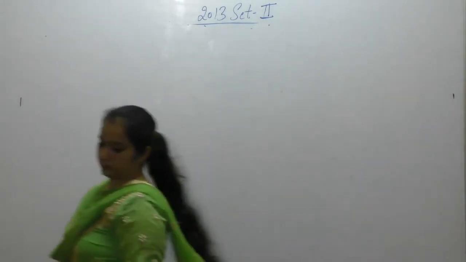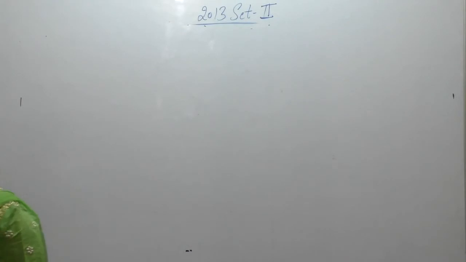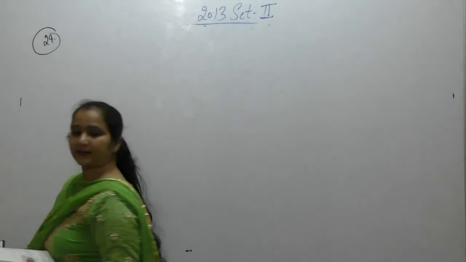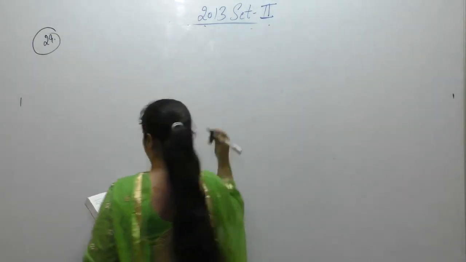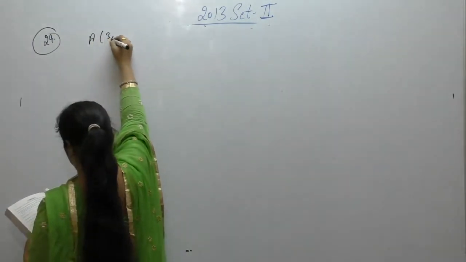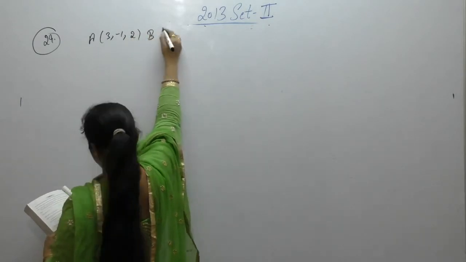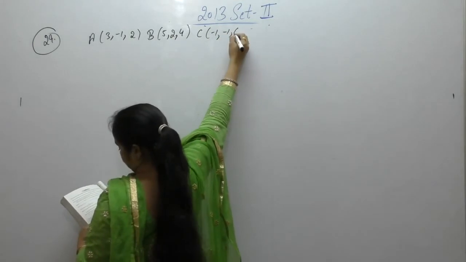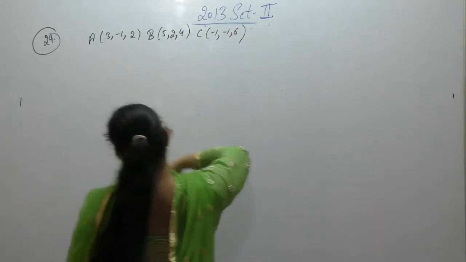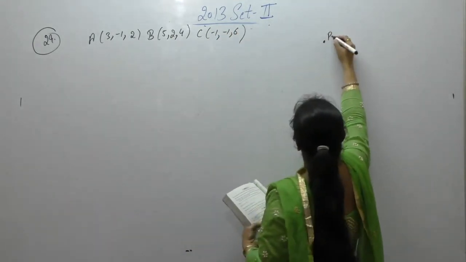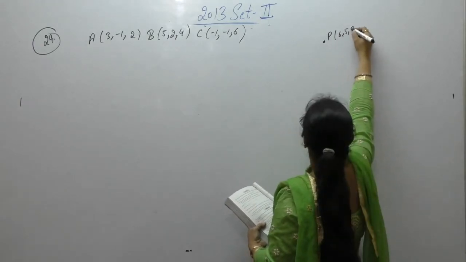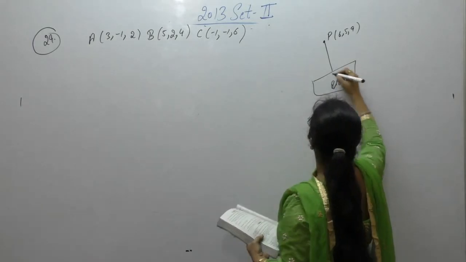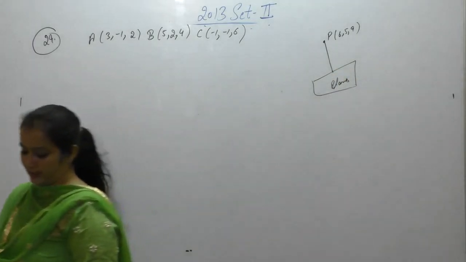Now next question, which is different, that is question number 29. Find the vector equation of the plane determined by the points (3, -1, 2), (5, 2, 4), (-1, -1, 6). Also find the distance of point P (6, 5, 9) from the plane. We want to find the distance of this point from the plane.